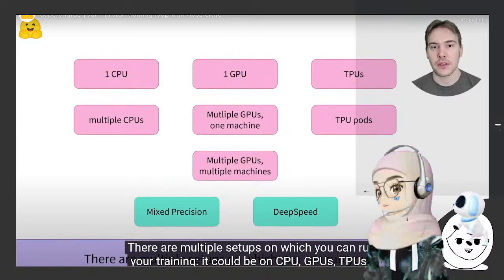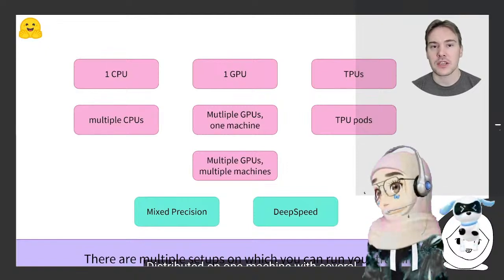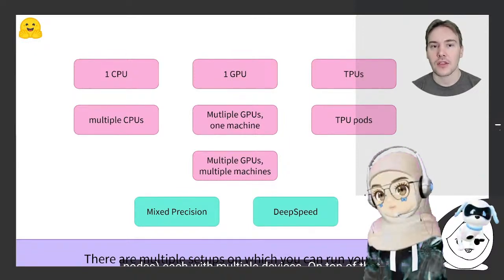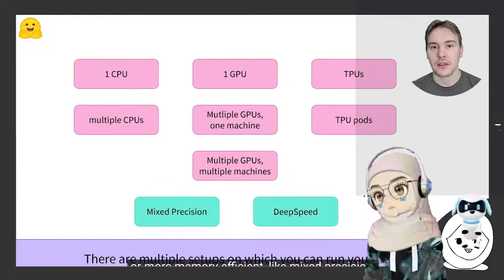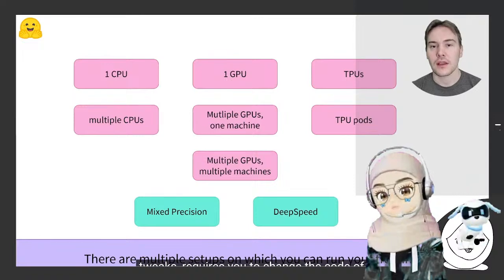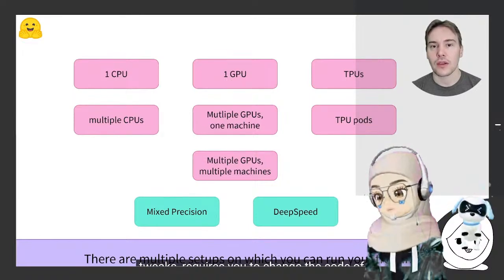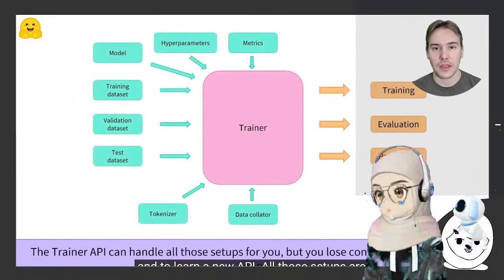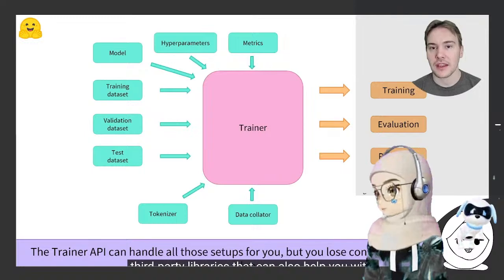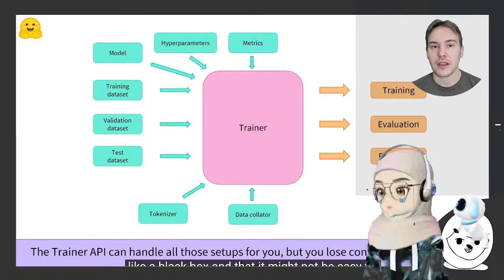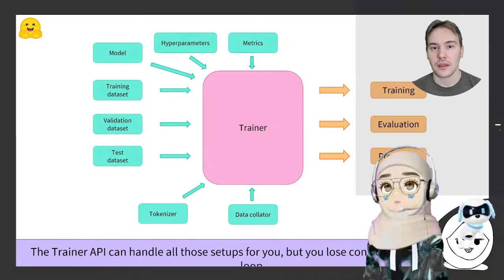It could be on CPU, GPUs, TPUs, distributed on one machine with several devices, or even several machines, often called nodes, with multiple devices. On top of that, there are new tweaks to make your training faster or more efficient, like mixed precision and DeepSpeed. Each of those setups, or training tweaks, requires you to change the code of your training loop in one way or another, and to learn a new API. All those setups are handled by the Trainer API, and there are also several third-party libraries that can help. The problem with those is that they can feel like a black box, and that it might not be easy to implement the tweak to the training loop you need.